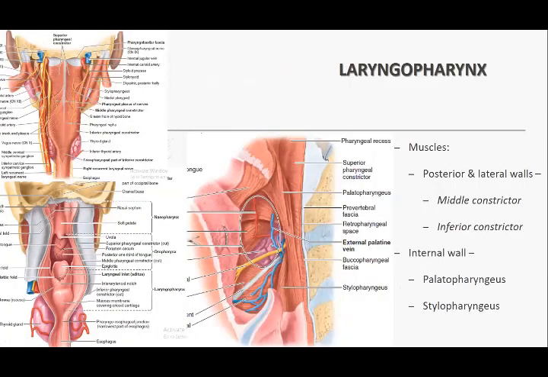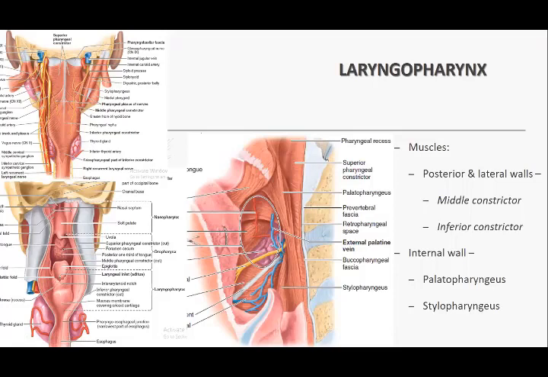Okay, just see this: when we talk about the laryngopharynx, two muscles are forming the posterior boundary of the laryngopharynx, namely the middle constrictor and the inferior constrictor. These cover the laryngopharynx on the outside. So the muscles of the laryngopharynx are the middle and inferior constrictor; the superior constrictor has no role here.